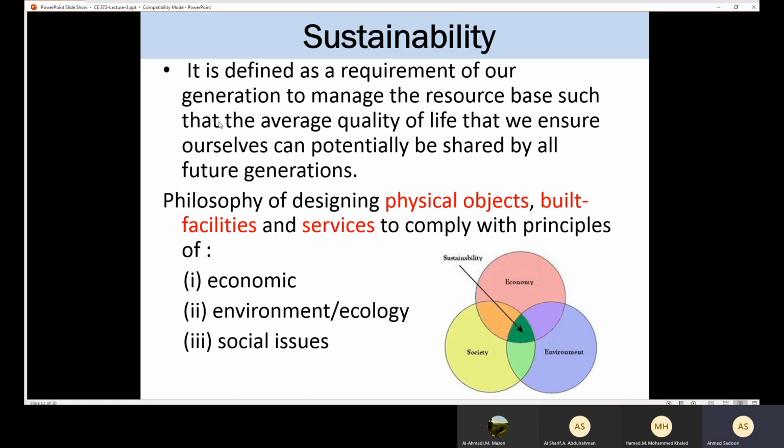So the philosophy of designing physical objects, building facilities and services to comply with the principles of economic, environmental and social issues. So sustainability should be the intersection between the economy, environment and society. We need to come up with solutions that satisfy the economic needs, environmental needs and the society needs.